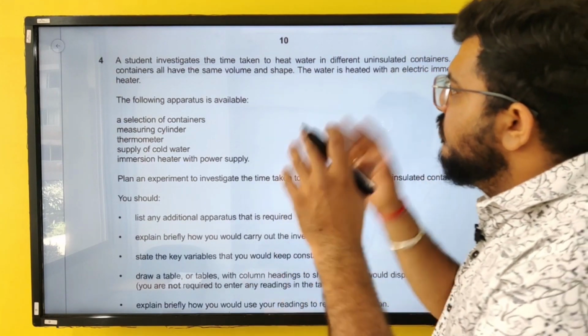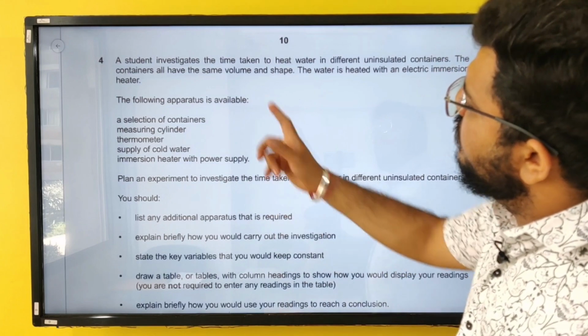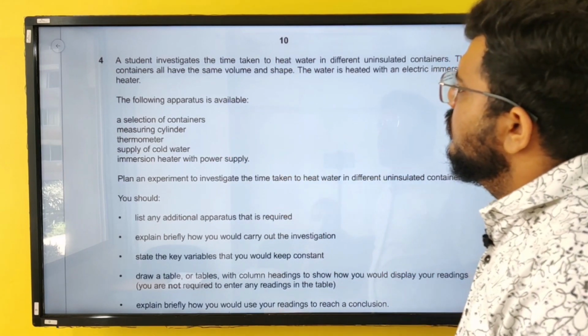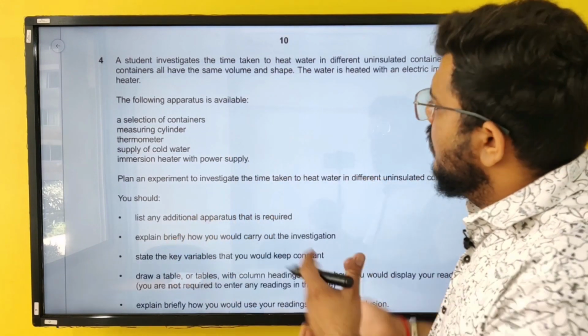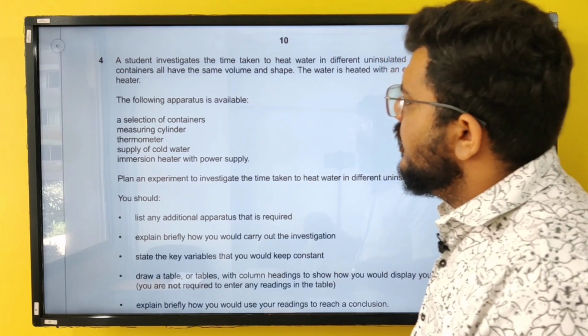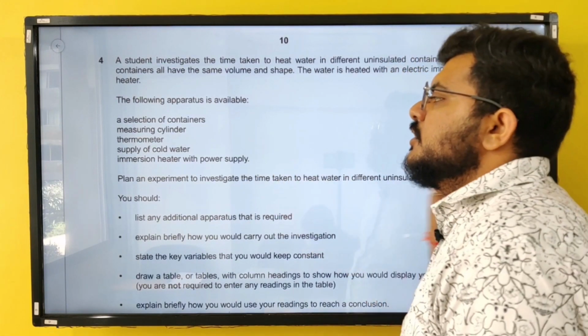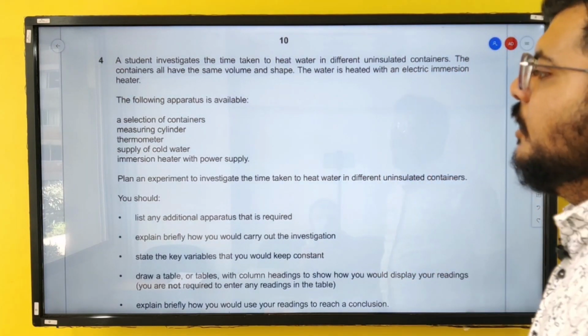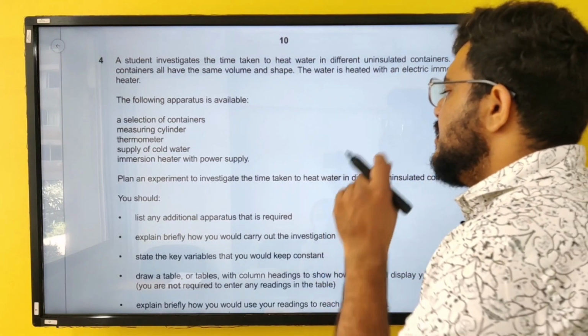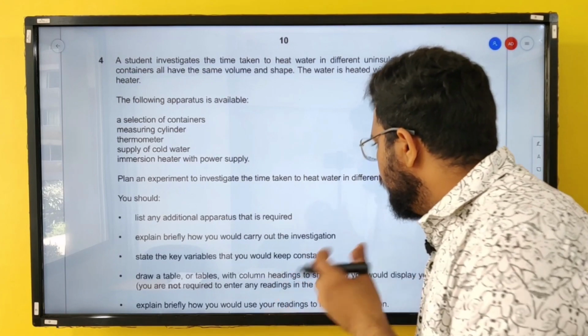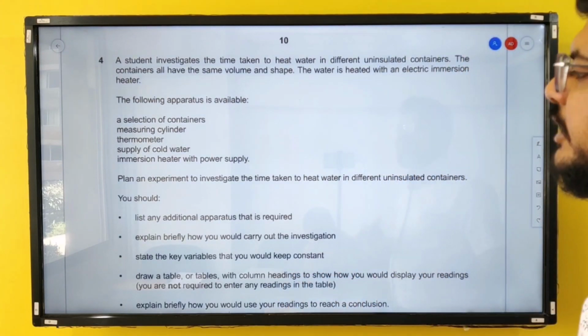Selection of containers. So different, if they have the same shape and volume, so maybe different container material. Thermometer is available. Supply of cold water. Immersion heater with power supply. Plan an experiment to investigate the time taken to heat water in different uninsulated containers.